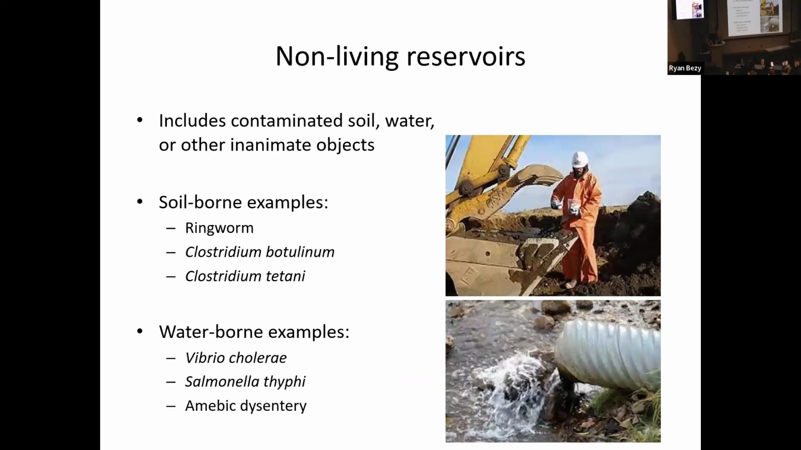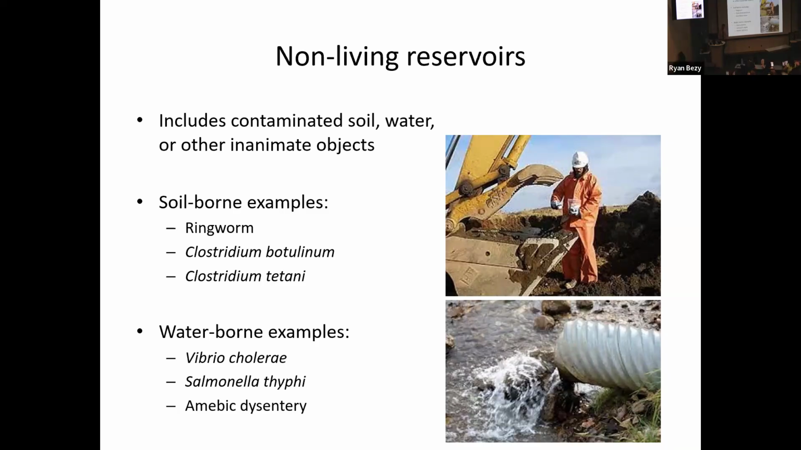We can also have, though, non-living reservoirs. And this is kind of our last slide for today. Non-living reservoirs include things like contaminated soil, contaminated water, or some type of other inanimate non-living object. For instance, contact with contaminated soil is how people get things like ringworm, which is not a worm infection. It's actually a fungal disease. I don't know, it's just called ringworm, but it's a fungus disease.